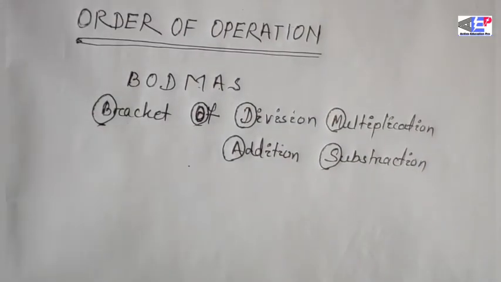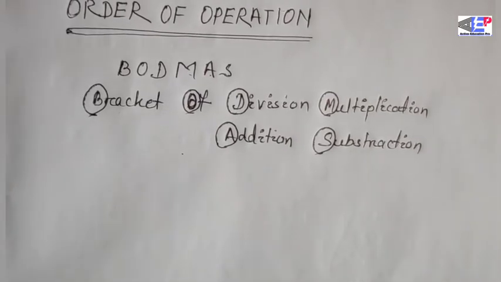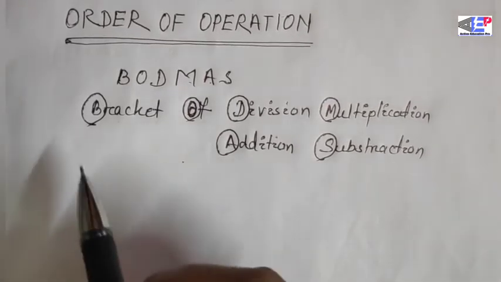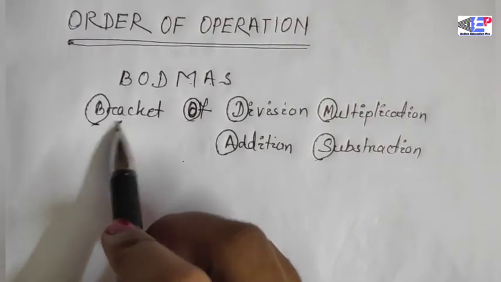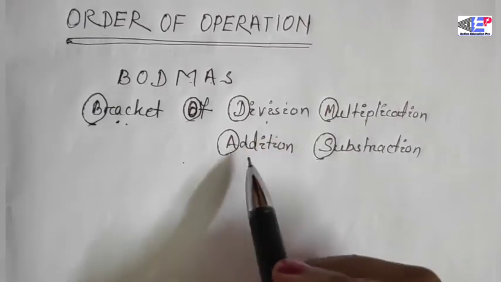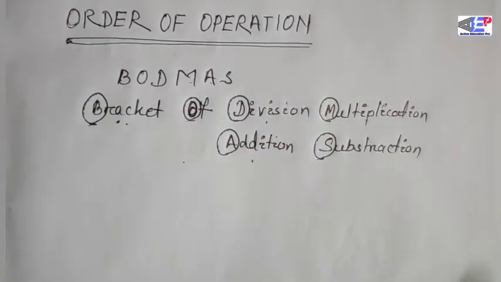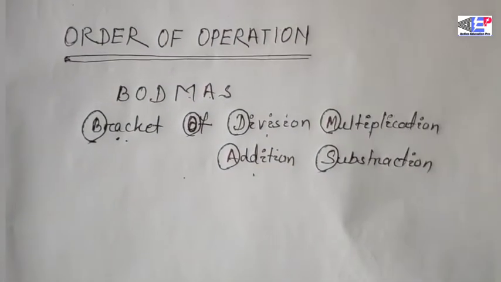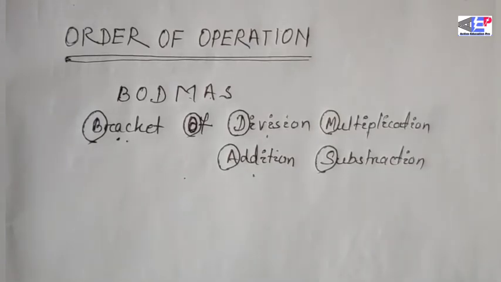So if I have a mathematics question to evaluate, first we remove the bracket, then division, then multiplication, then addition, and then subtraction. Let's have some examples so that we clear our doubts. And yes, please watch this video from start to end, so that we don't have any doubt regarding this topic of order of operation.